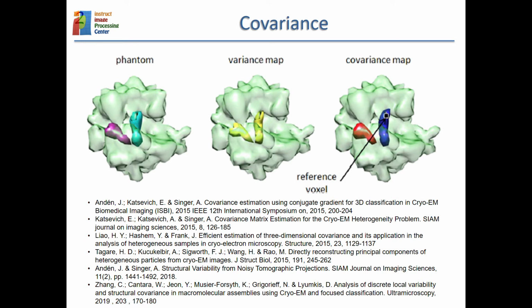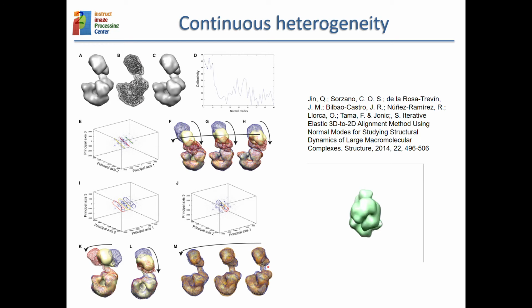And there have been many people approaching this problem of the covariance, and so far the state, I would say, is that the covariance can be computed at a very low frequency, so we cannot analyze the fine details and the fine movements with the covariance tools that we have at hand. And then we have this other branch of continuous heterogeneity rather than discrete heterogeneity.